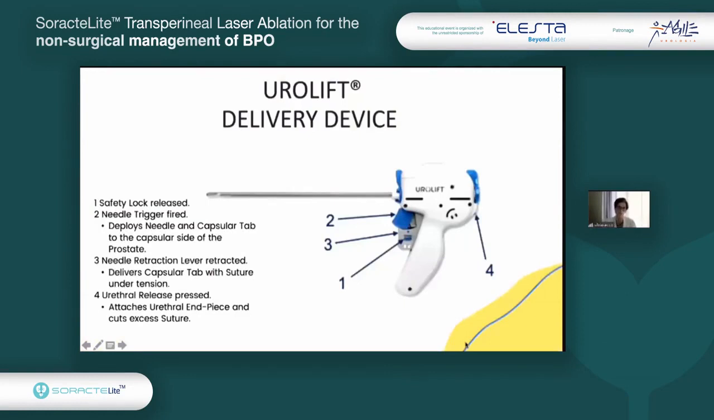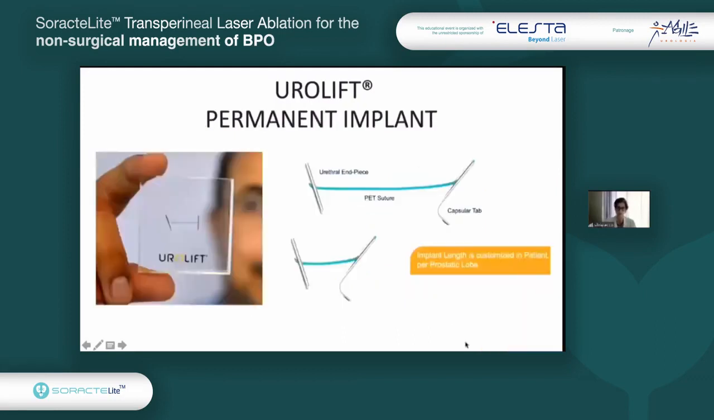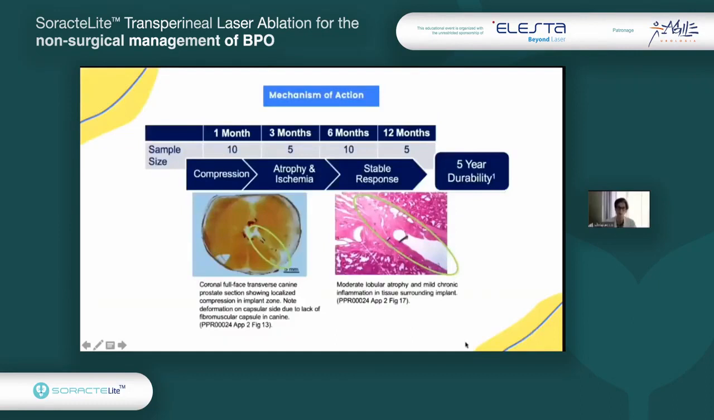And the Urolift system has two main components. The first one is the device. There's a picture of it. And as you can see, there's a safety lock button, and the other ones, number 2 and 3, help us to release the needle and also the device. This is the permanent implant, and so the most important part of the Urolift system. It's a PET suture with 2 pieces at the end. One is on the urethral side and one is on the capsular part. Both of them, the urethral and the capsular pieces, are stainless steel, so there's no problem for the patient. And the length of the suture is per prostatic lobe.